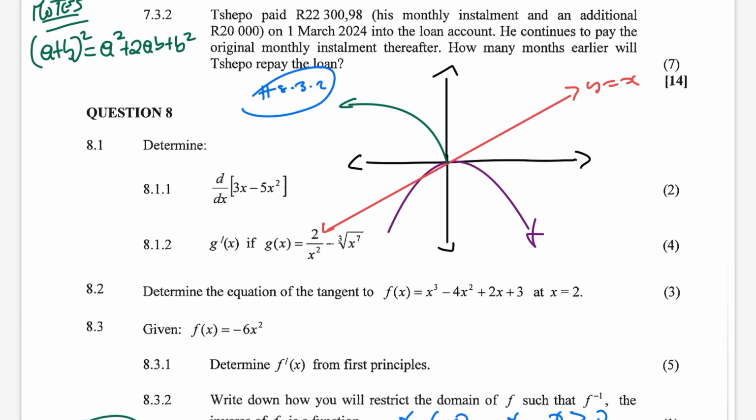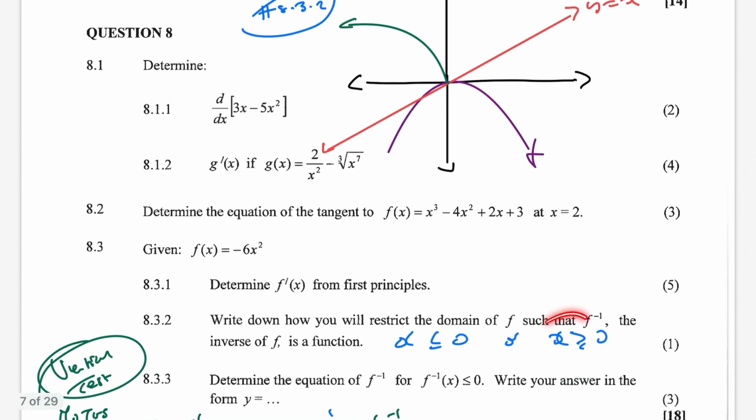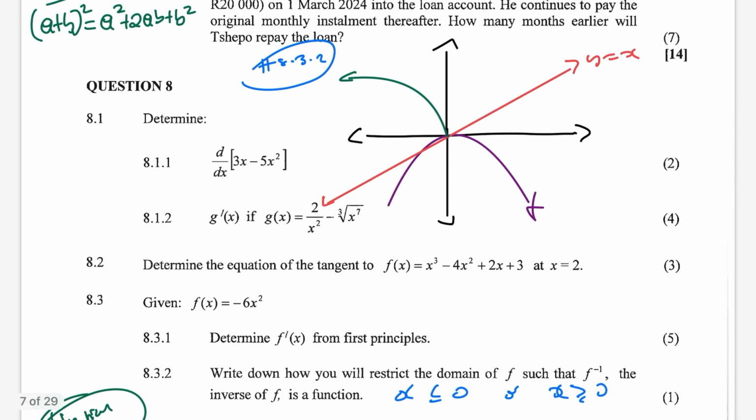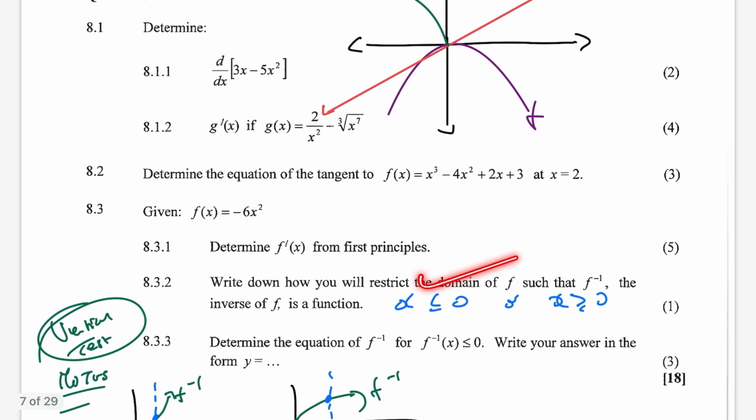So now do a vertical test. When x is greater than 0, when you do a vertical test, how many times does it touch? It touches 1. Therefore, it is a function. So that's basically your answer. It's either you do this or you do that. Either way, you cannot get it wrong. That means when this question comes, you cannot get it wrong.